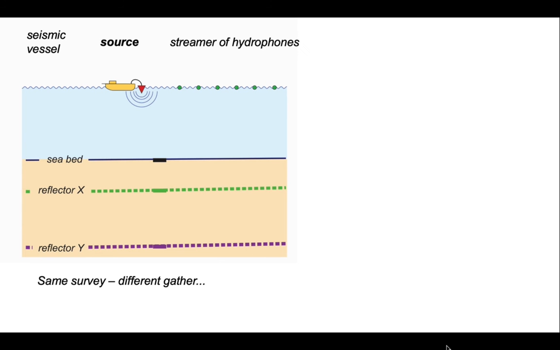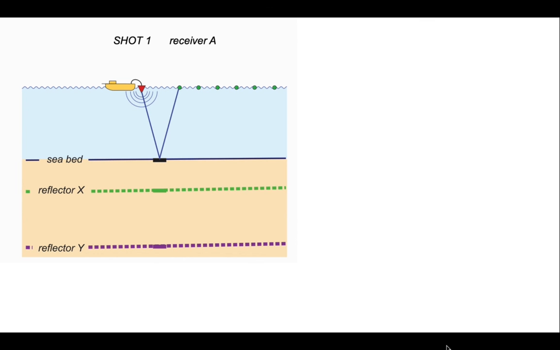So we can use the same survey arrangement of a source and a stream of hydrophones, but we're going to change the way in which we gather the records. So let's look at how this might work. Here we have our seismic vessel with its shot being picked up by receiver A, reflecting off the seabed. Here is another part of that same signal and the ray path taken by that reflecting off reflector X and back up to receiver A.